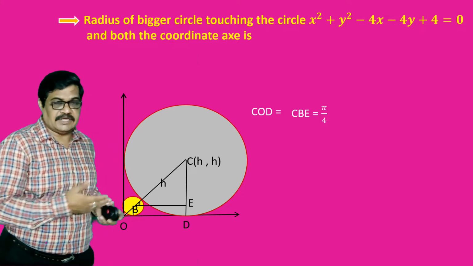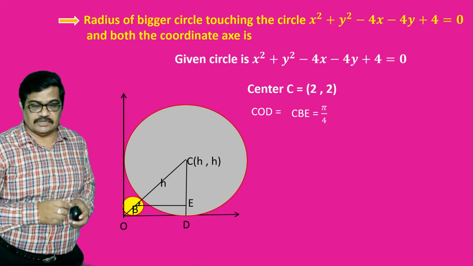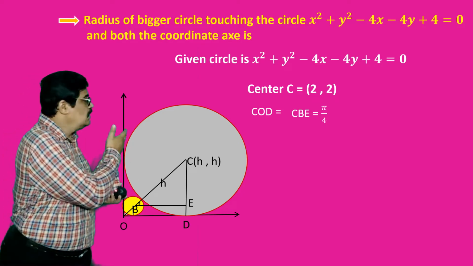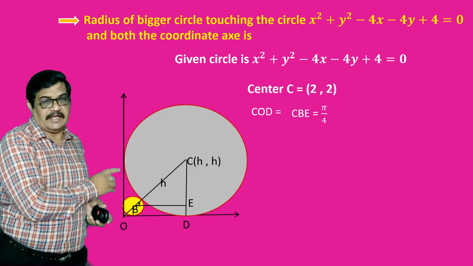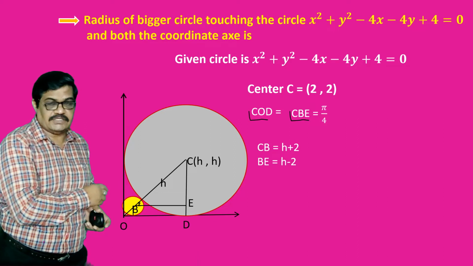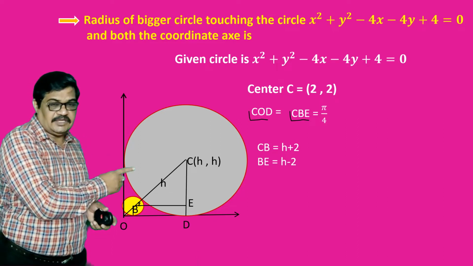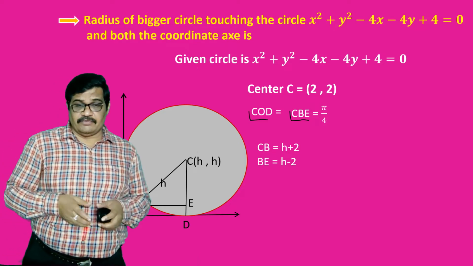So the given circle is x² + y² − 4x − 4y + 4 = 0. What is the center of the circle? C = (2, 2). From this diagram, angle COD is equal to angle CBE, that is π/4. Why is it π/4?